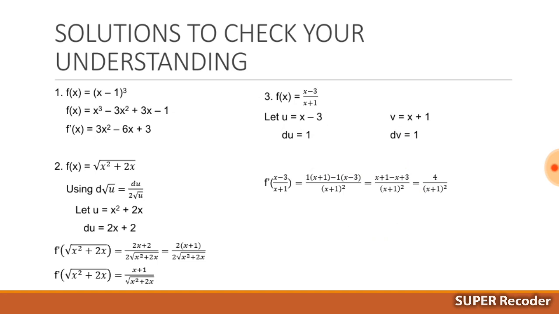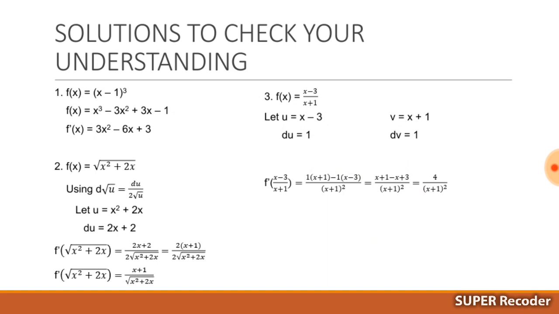So the expanded form of quantity x minus 1 raised to the third power is equal to x cubed minus 3x squared plus 3x minus 1. That's for the first item. Then get the derivative, or differentiate, which is equal to 3x squared minus 6x plus 3. Or if you are into factoring, you can factor it also. You may do so. That will be also the same.